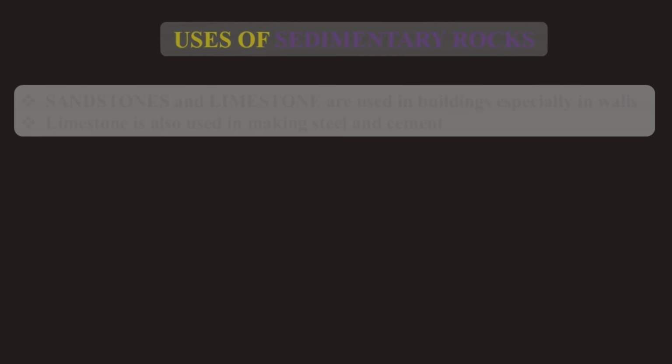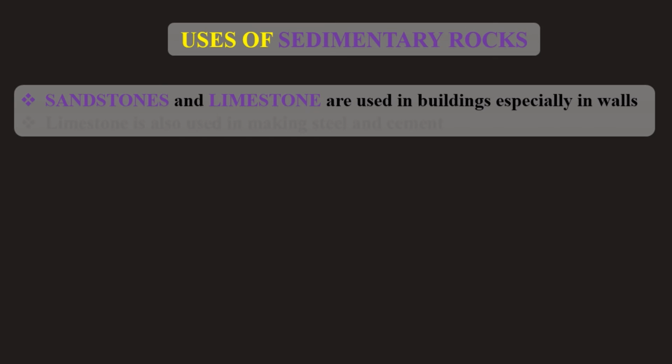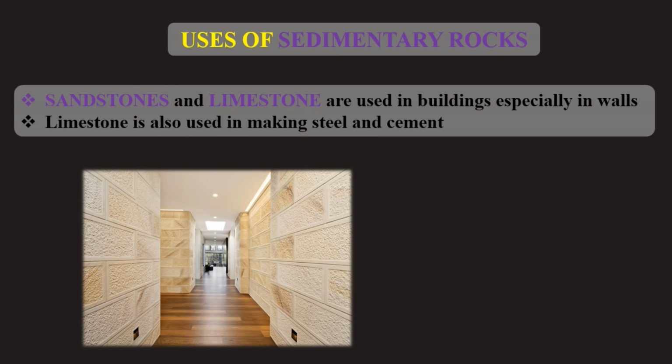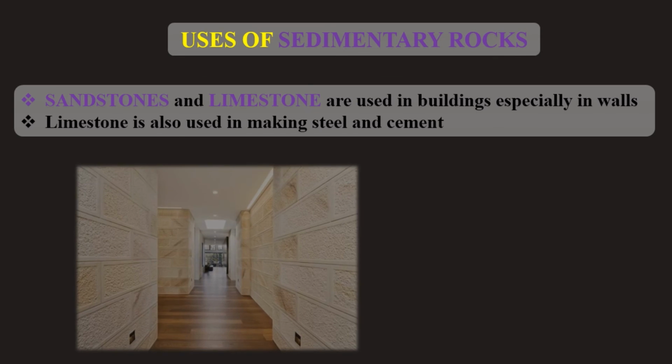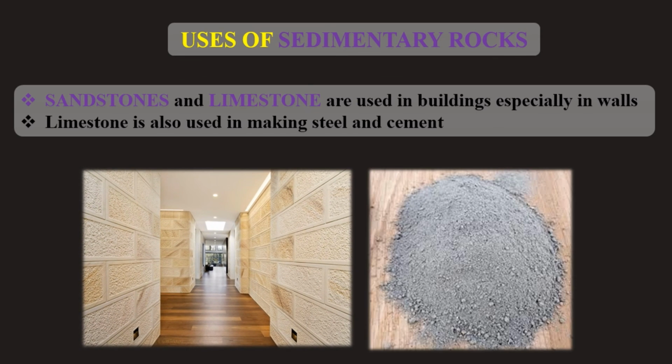Sedimentary rocks can be used in buildings, especially in making walls, such as the sandstones and limestones. Limestones can also be used in making steel and cement. This photo shows walls that are made up of sandstones. And this one is an example of cement that is made up of limestone.